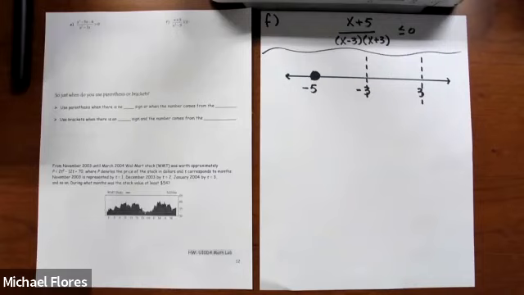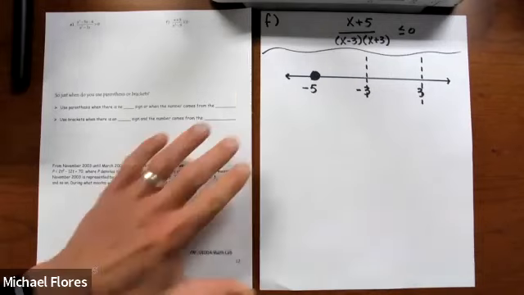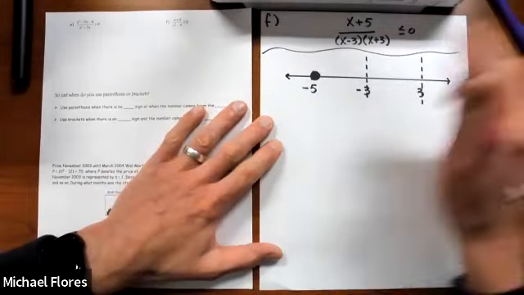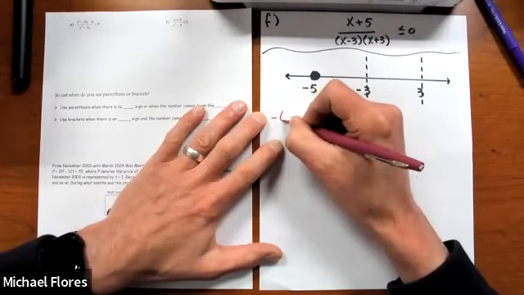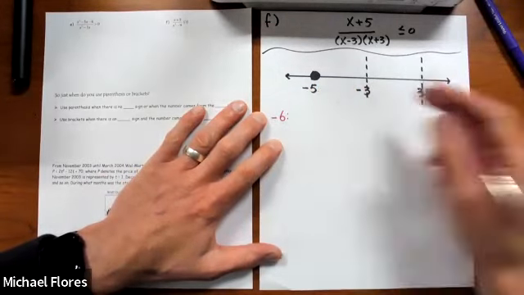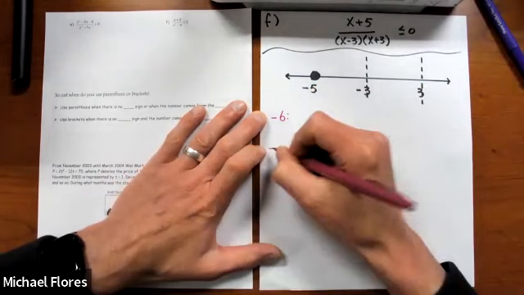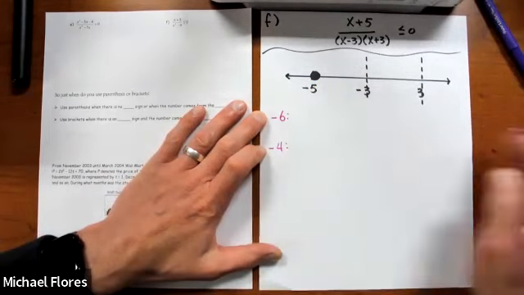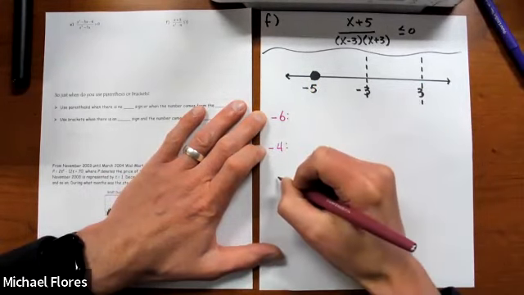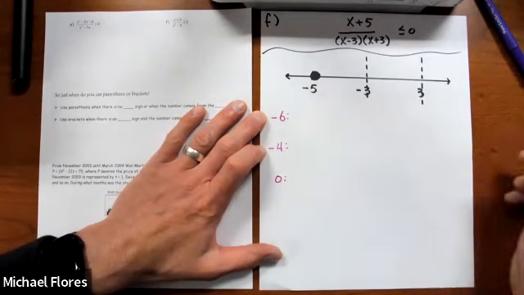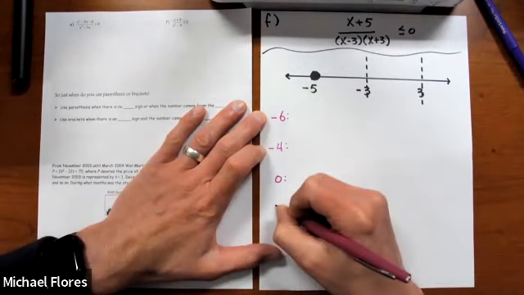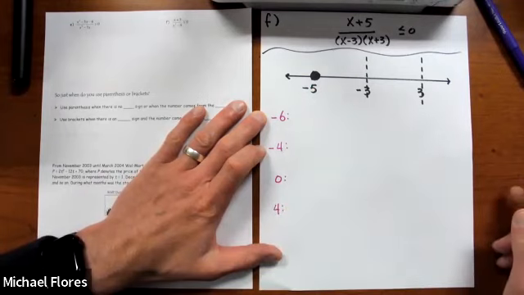Example F, factor, plot, and then start coming up with your numbers. So a number less than -5 is -6. The number in between -5 and -3, let's just go with -4. A number in between -3 and +3, let's use 0. And then a number greater than 3, 4.